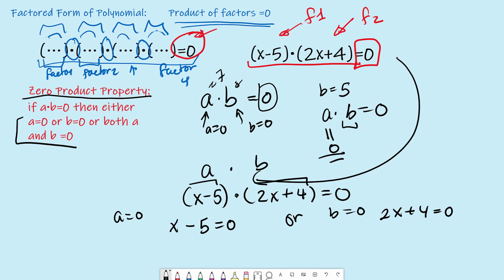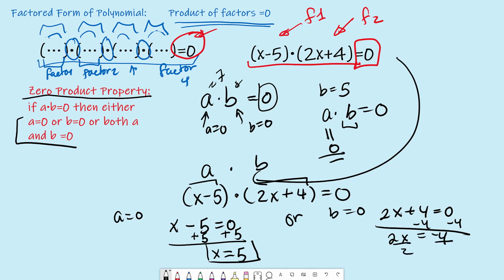So here we can add 5 to both sides, right? And we get x equals 5. So that's one solution. And here we could subtract 4 from both sides. We get 2x equals negative 4. And now we can divide by 2. So we get x equals negative 4 divided by 2, which is just negative 2.